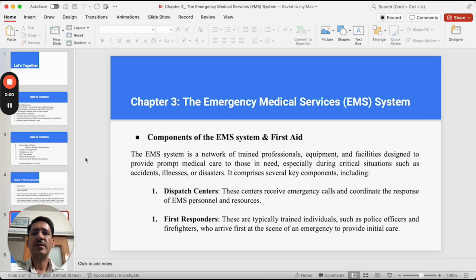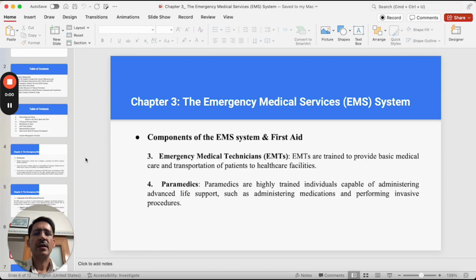The EMS system is a network of trained professionals, equipment, and facilities designed to provide prompt medical care to those in need, especially during critical situations such as accidents, illness, or disaster. It comprises several key components including dispatch centers. These centers receive emergency calls and coordinate the response of EMS personnel and resources. First responders. They are typically trained individuals such as police officers and firefighters who arrive first at the scene of an emergency to provide initial care.